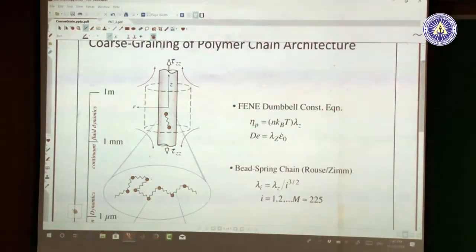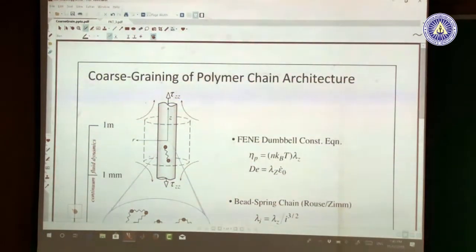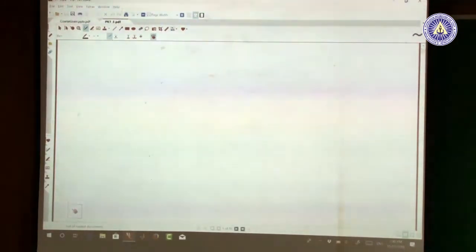And later on tomorrow I'll also talk about bead-spring chains, but there we won't do much algebra because you'll spend all the time doing that. But because we've done it for dumbbells, it will be clear what we are doing. Okay, so we are going to start with a dumbbell model.